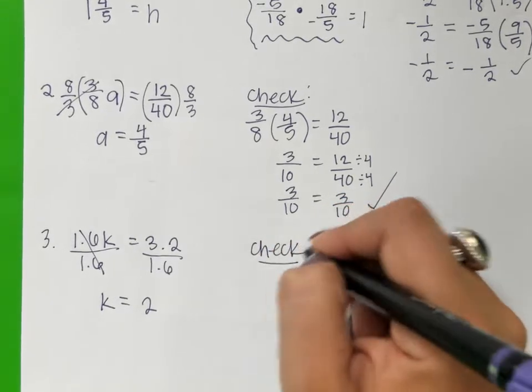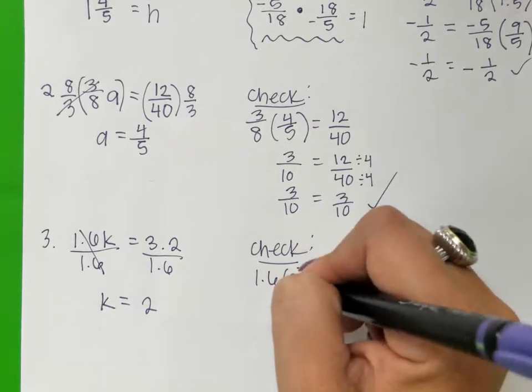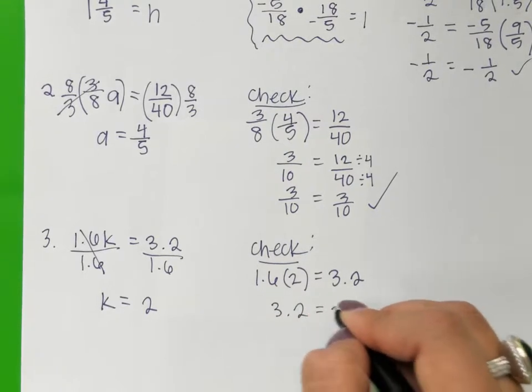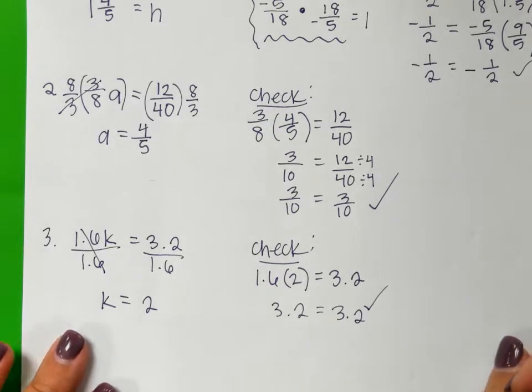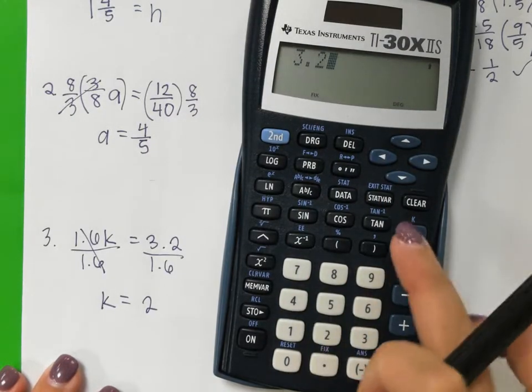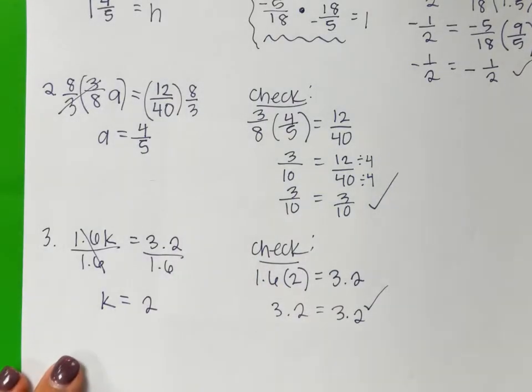So if I want to check it, I have 1.6 and I'm plugging in 2 for k. So then what's 1.6 times 2? 3.2. So my answer is correct. Any questions? Roman. Right here, I divided 3.2 by 1.6, and it gives me 2. Okay. Any more questions?